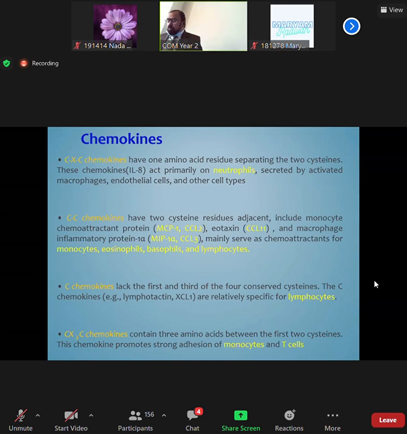This chemokine promotes strong adhesion of monocytes and T cells. T cells means lymphocytes also. So we have a different chemokine for different cells. I cannot say that only CX3C is for monocytes, because definitely CC is also promoting that, right? So just remember which chemokines attract which cells.